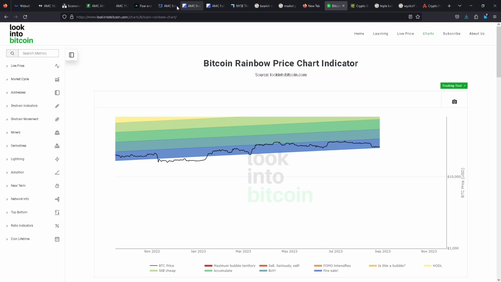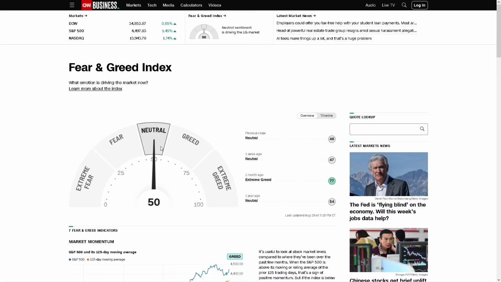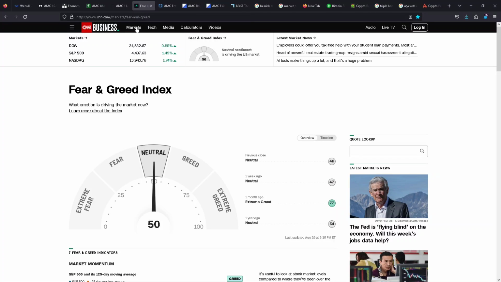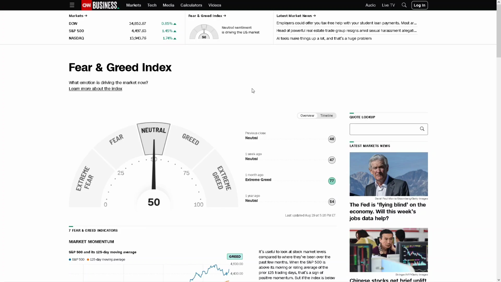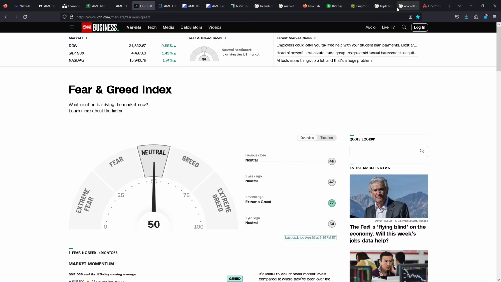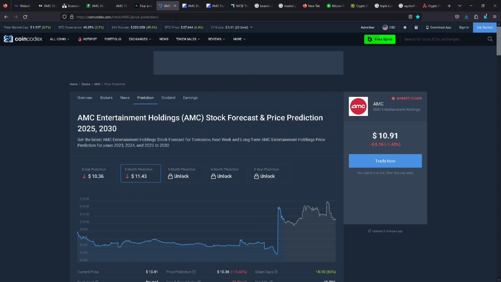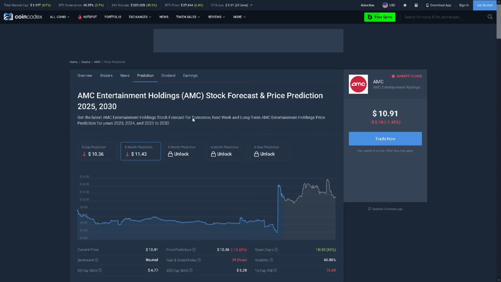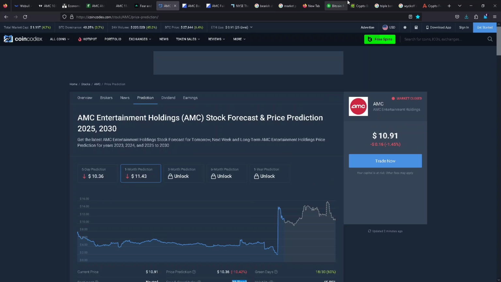If you go ahead and look at the market fear and greed, it is in neutral, which means it is neither greedy nor fearful. Not really too much going on. It's very indecisive and can break either way. And if we look at AMC's fear and greed, it is in fear. You guys can see AMC's right here. So I do think it is time to be greedy while others are fearful on AMC.